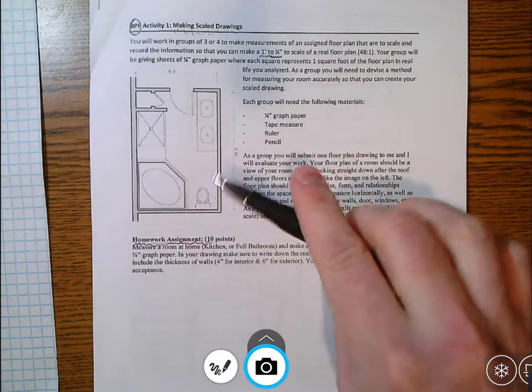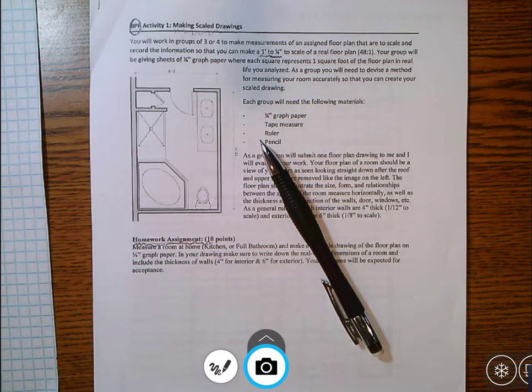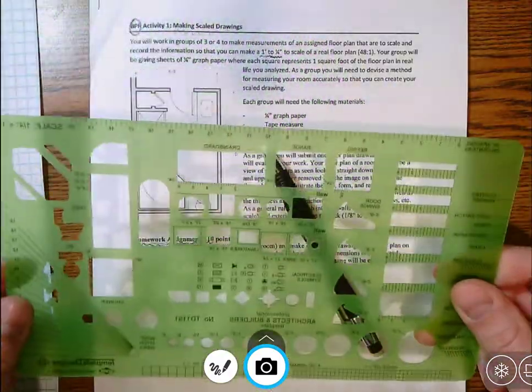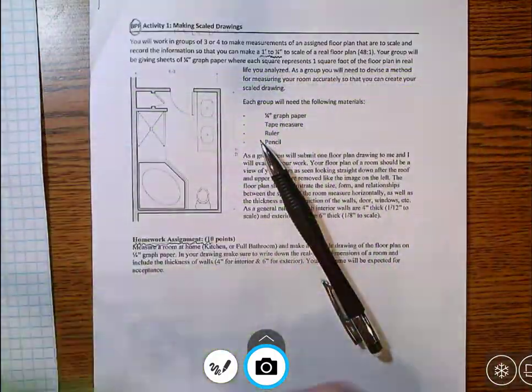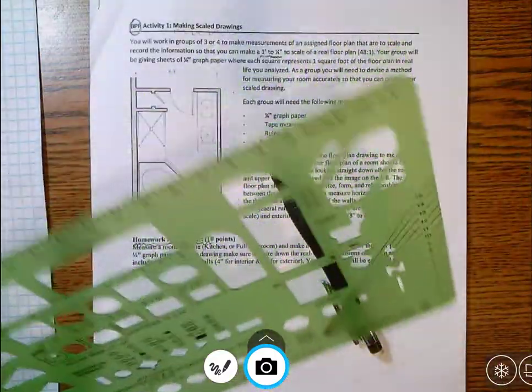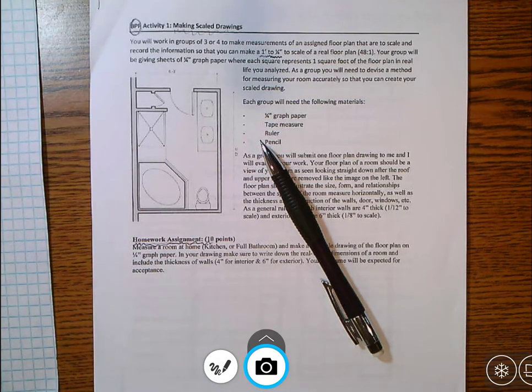And then obviously a pencil is of particular use. And then the last thing, if you have gotten it, is to grab your architectural template. So this will be something that each of you should have, and is a useful tool that we'll be exploring how to use throughout this course.